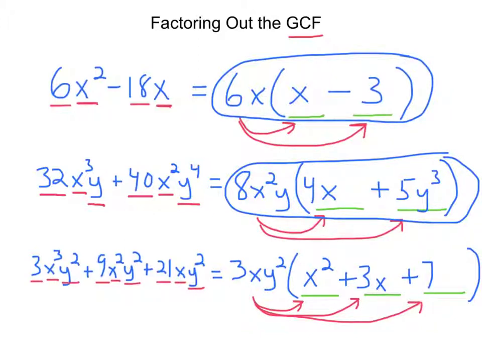We don't need any x, because we've already pulled that x out. And we don't need any y's either, because we've already got the y squared pulled out. So it would just be 7. And so that would be our factored form.